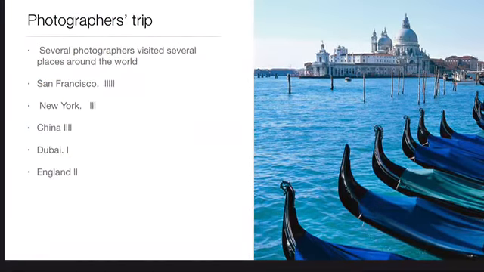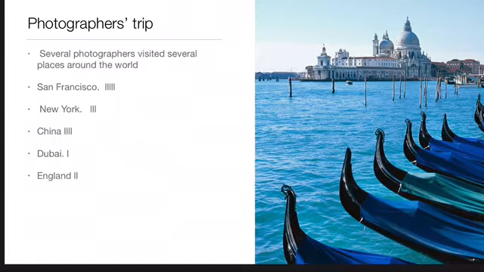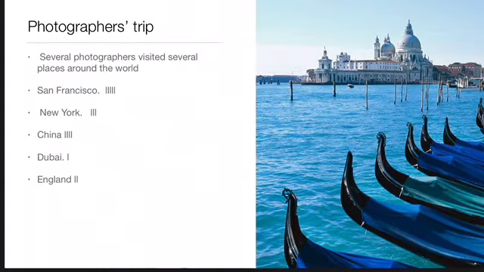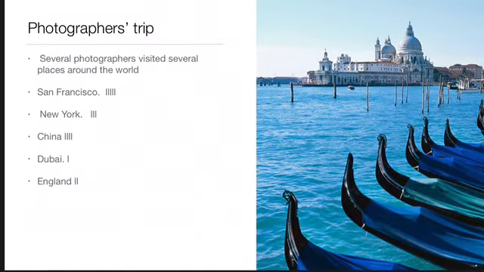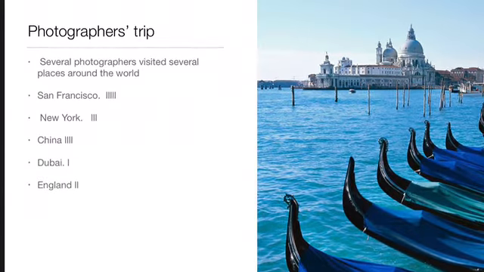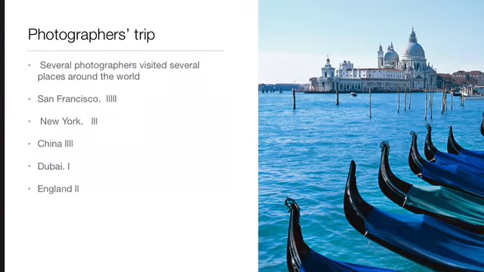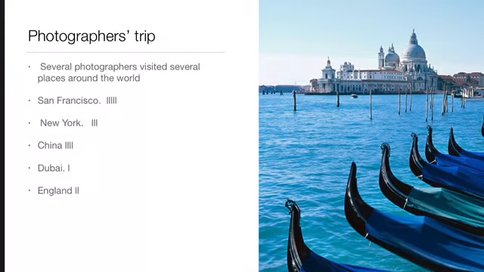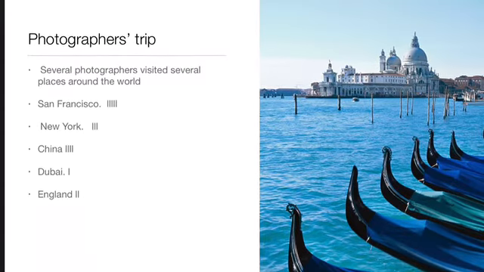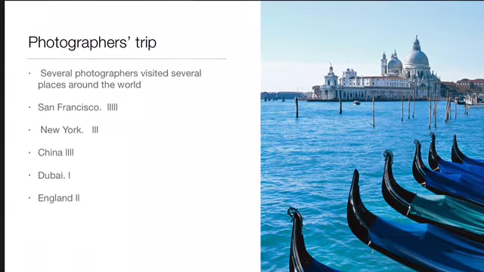Okay guys, now I want you to observe this exercise. It says photographer's trip. Several photographers visit several places around the world, okay? This is similar to the exercise that you did on page 98, okay? They visit San Francisco, New York, China, Dubai, and England, okay? So you have to see the tally marks next to each place and you need to create the bar chart and the frequency table, please.